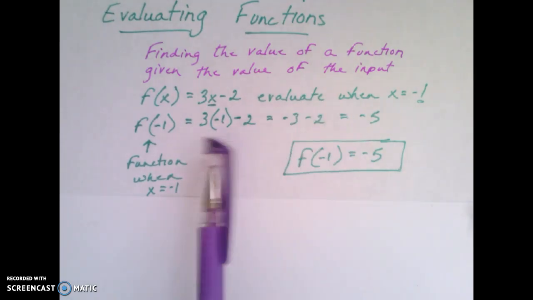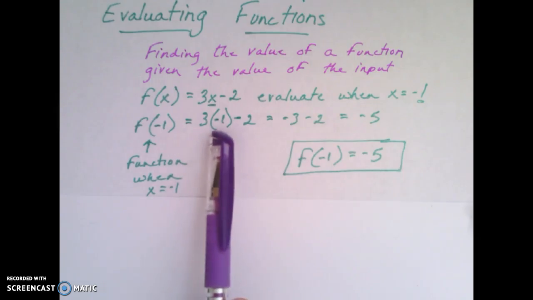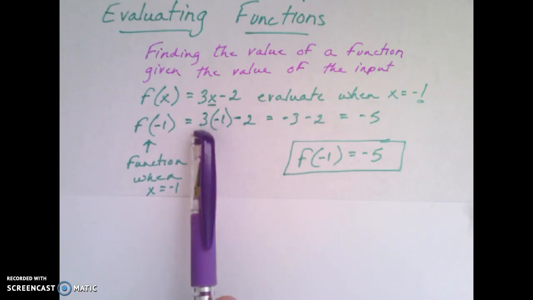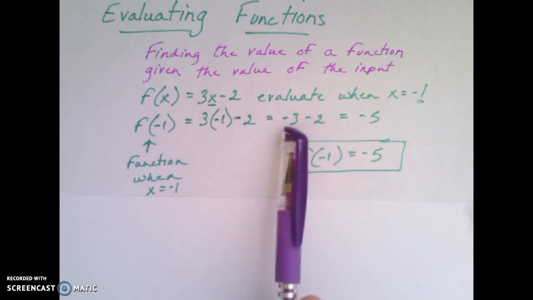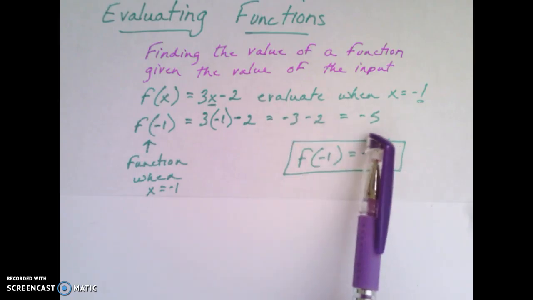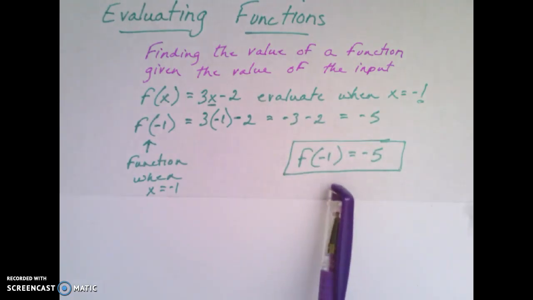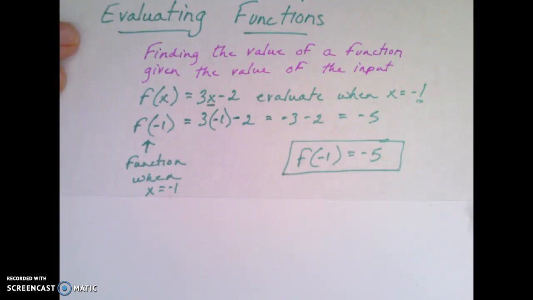What we do when we evaluate is we plug the value of the input, which is negative 1, into x, and then we simplify. Order of operations tells us that we need to first do the multiplication. So 3 times negative 1 is negative 3, and then we bring over the minus 2. Negative 3 minus 2 is negative 5. So our answer to this evaluation problem, the value of our function when x equals negative 1, is negative 5.